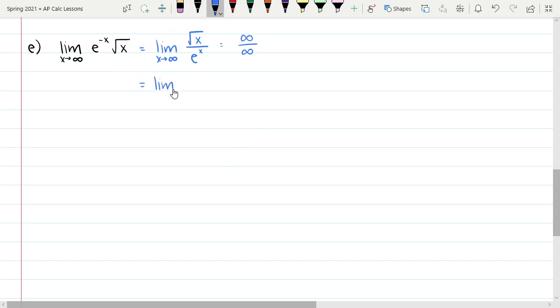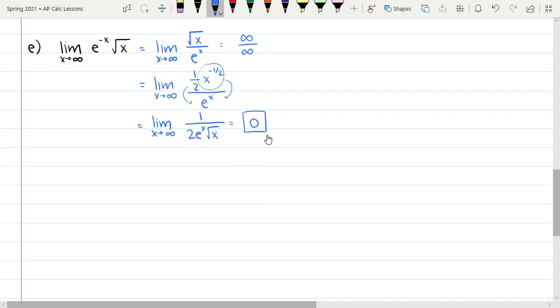So this is going to become the limit as x approaches infinity of, now remember square root of x is x to the 1/2, so its derivative will be 1/2 x to the negative 1/2 over the derivative of e to the x, which is e to the x. And now I'm going to go ahead and rewrite this. Remember, this 2 drops down to the denominator, as does this x to the negative 1/2. So this all becomes 1 over 2 e to the x square root of x. So now that's just going to become 1 over infinity, and that's going to be 0.